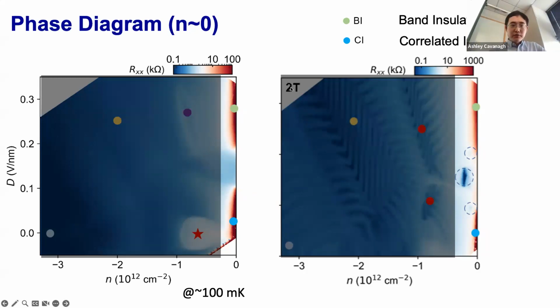And when you apply a magnetic field of 2 Tesla, you see the same plot. Now you have more features to look at, okay? There are dips in RXX in the region that corresponds to a displacement field that closes the insulating state, okay? You go from insulator to metal to insulator, and in the region of D corresponding to the metal, by applying field, you get additional features that give you dips in RXX, okay?